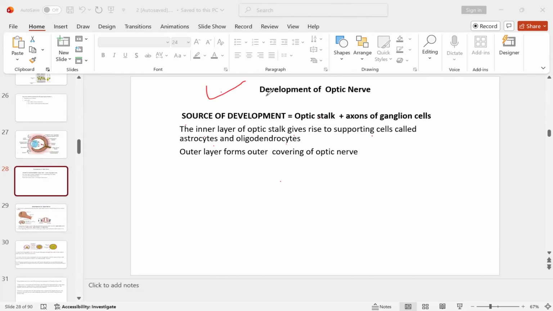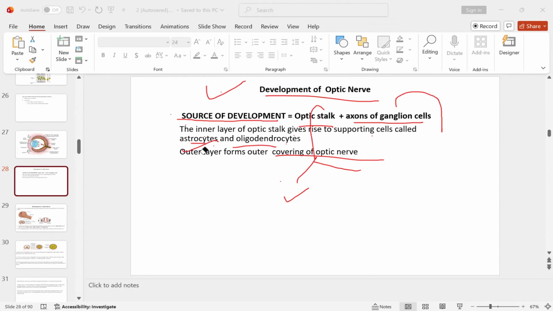Let's start the development of optic nerve with the sources of development. We need two sources to develop optic nerve: number one, optic stalk, and number two, axons of ganglion cells. Axons of ganglion cells are present in the center of the optic nerve, and the optic stalk is giving rise to two structures. The inner layer of the optic stalk is giving rise to the supporting cells called astrocytes and oligodendrocytes, and the outer layer of the optic stalk is forming the outer covering of the optic nerve. So these are the sources for the development of optic nerve.